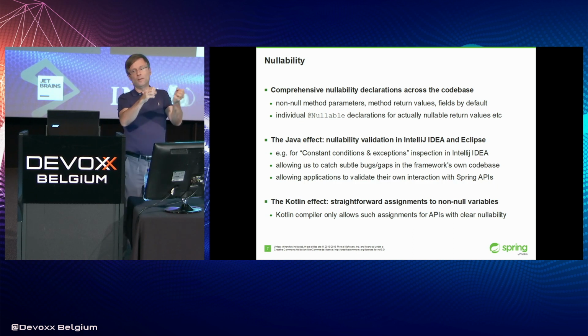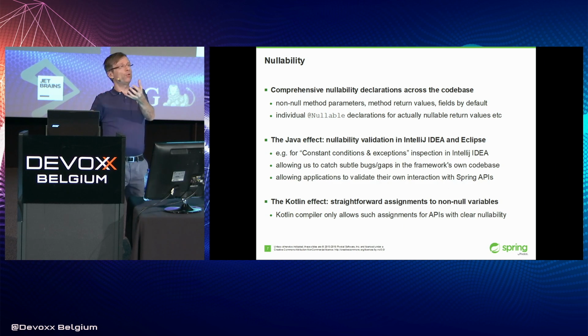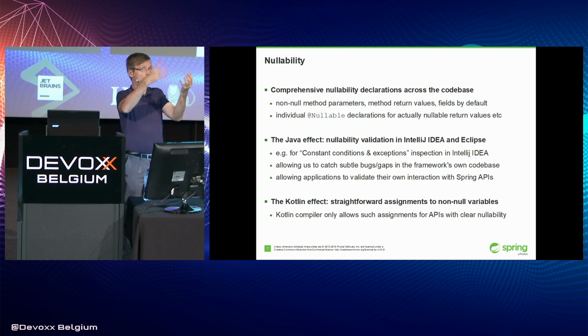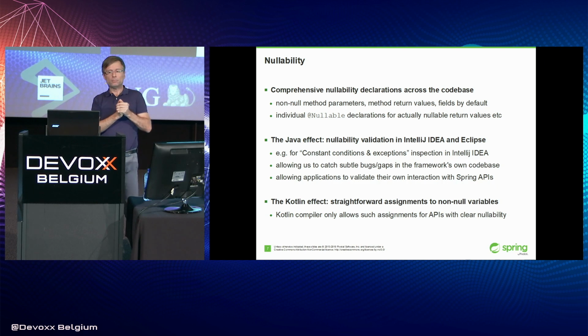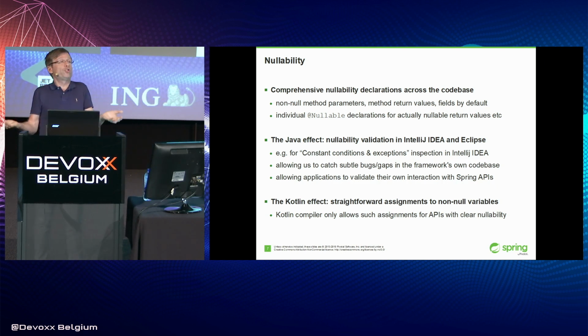If your code calls a JdbcTemplate method, then IntelliJ IDEA knows that a particular return value from JdbcTemplate queryForMap will never return null. And you can declare it accordingly in your code. So that's basically the Java story.